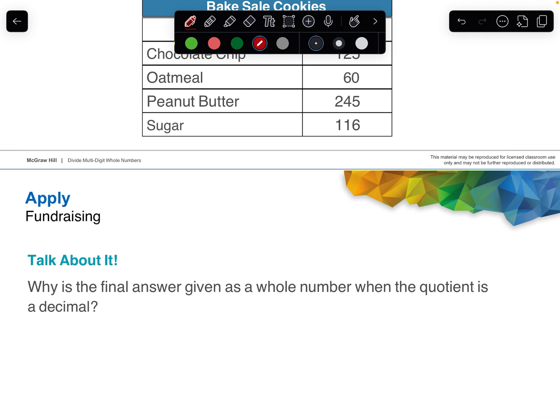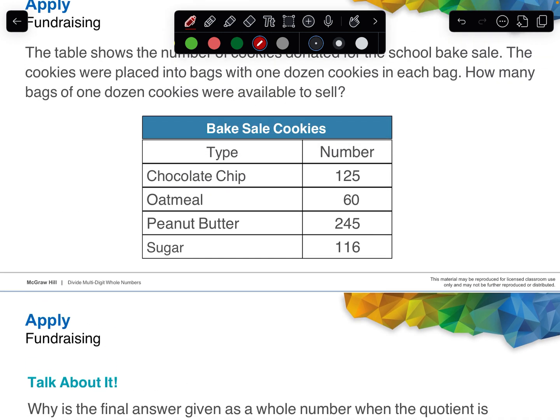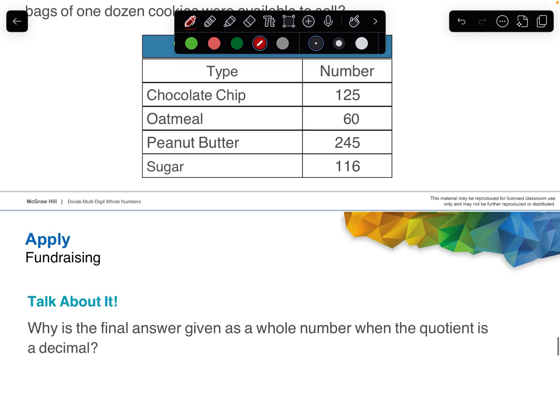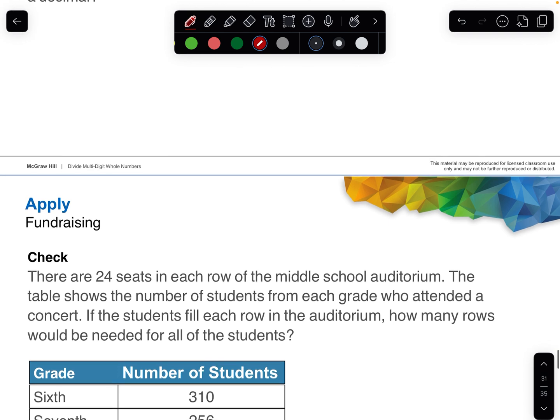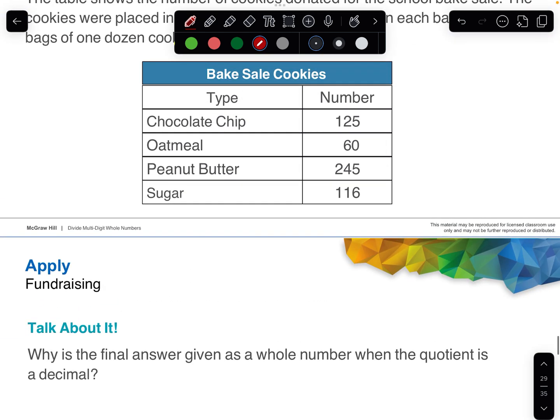Let's take a moment, right? We know for each type of cookie, we are going to put them into 1 dozen cookies in each bag. So we are going to, but before we get to it, I want you to pause right here. Think about why is the final answer, why do you think the final answer might be given as a whole number when we might possibly get our quotient as a decimal? Okay.